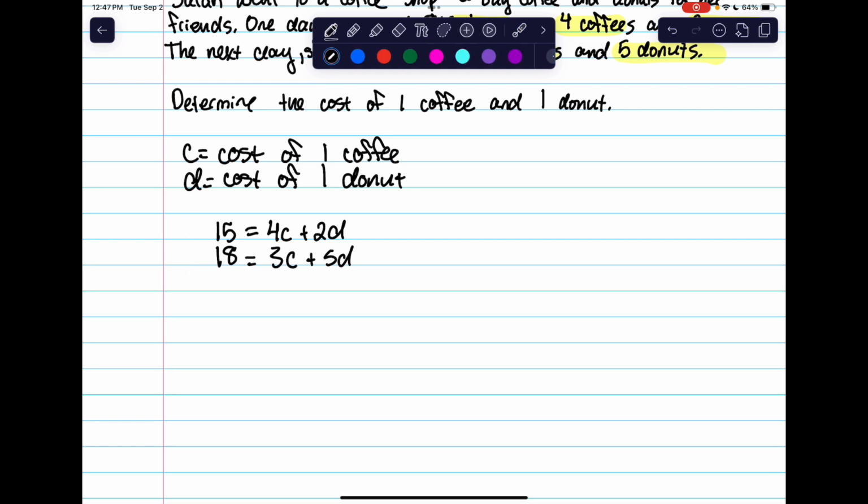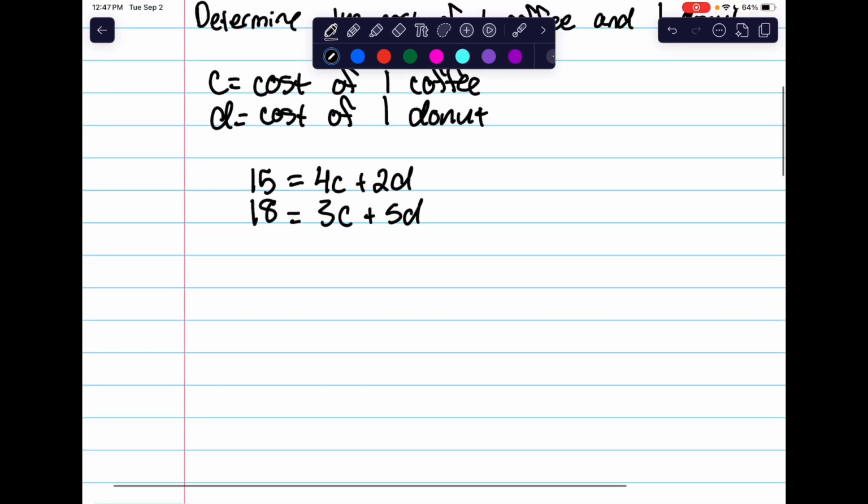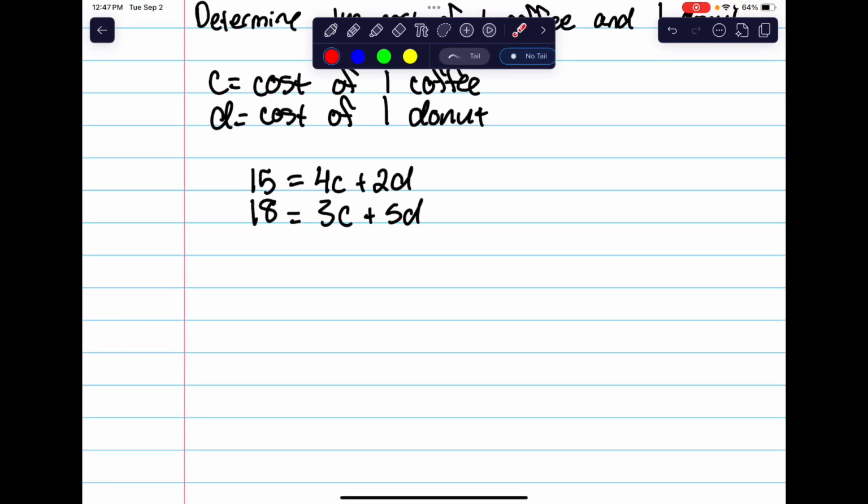So there's a couple different ways you can solve for a system of equations. There's substitution and there's elimination. Today I'm going to go over elimination. And how do we eliminate? We're literally getting rid of 1 variable. That could be either C or D. Today I'm going to be eliminating D. And how do we do that?